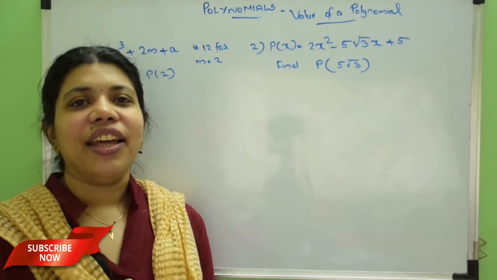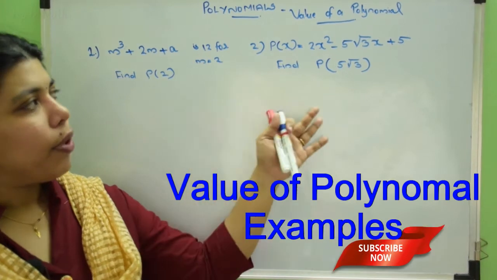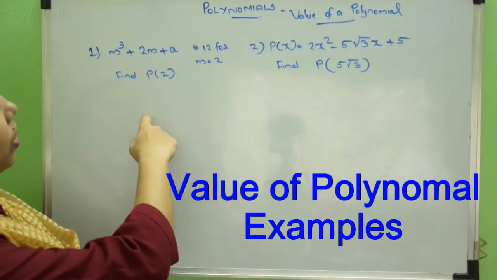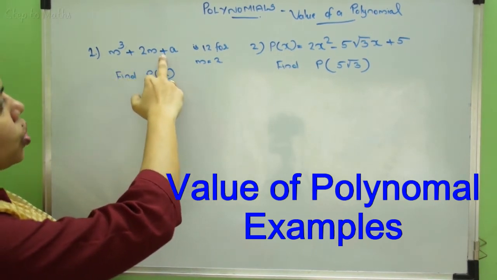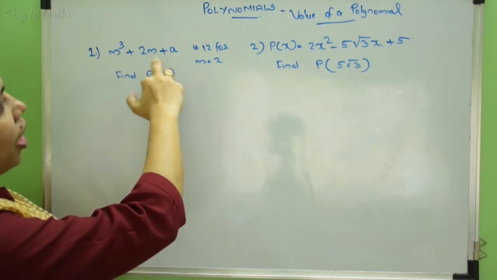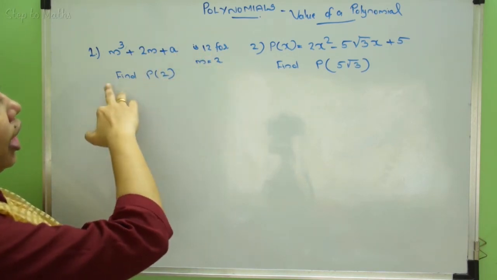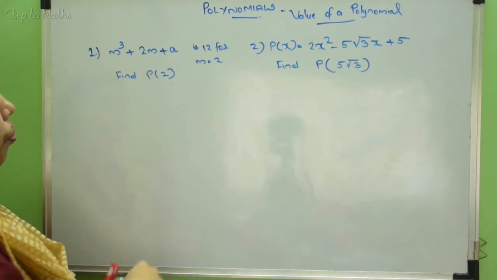Hi, in this session we are going to attempt some problems related to the value of a polynomial. Our first question: if m cube plus 2m plus a, its value is 12 for m equal to 2, then find the value of p of 2.